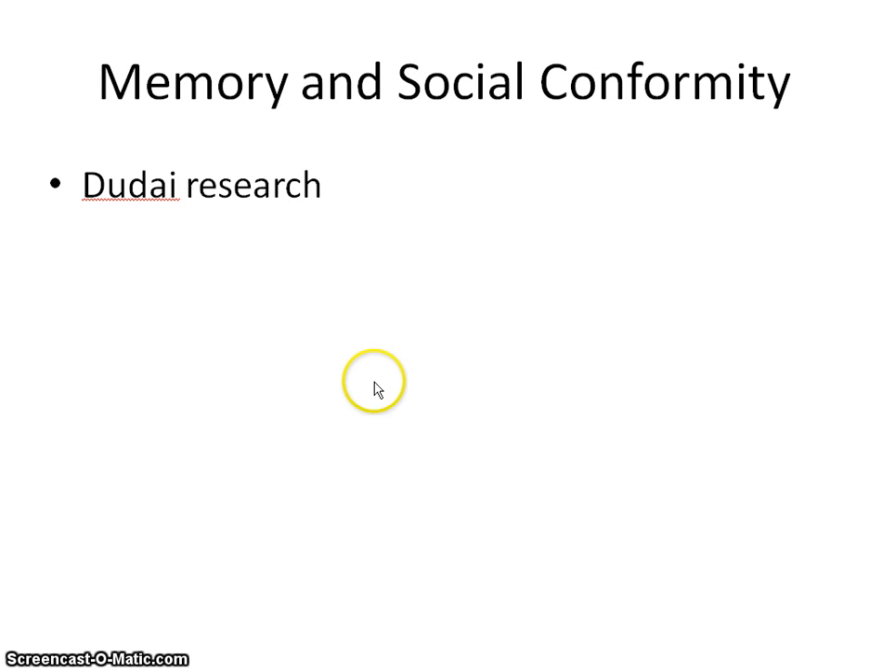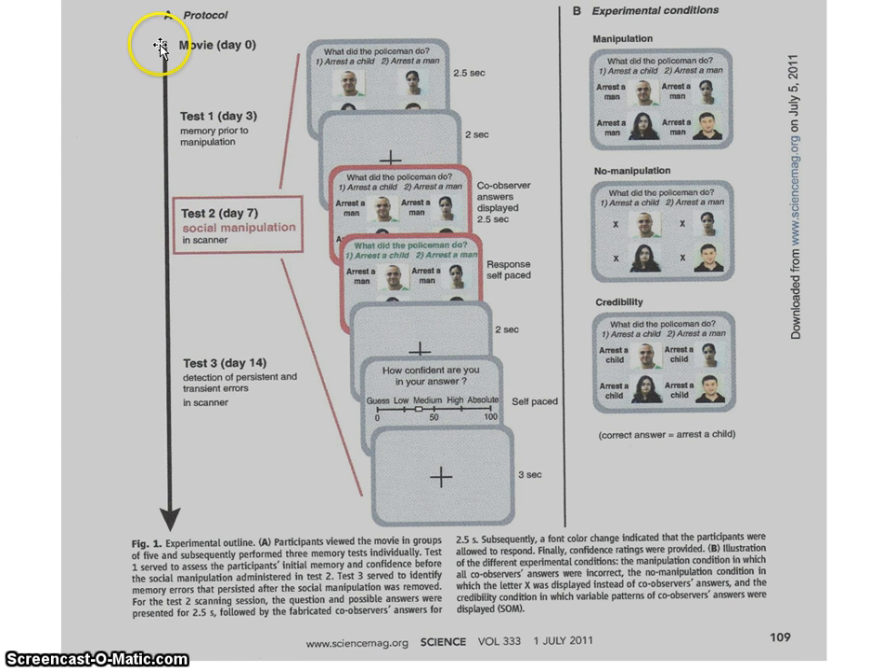All right, in this lesson, we'll take a look at some research by the Dudai Lab on memory and social conformity. They're interested in trying to track down what happens in the brain when our memory can be altered by social feedback. The design of the experiment looks like this. Here we have the procedure indicated here, and here are some of the conditions of the experiment.